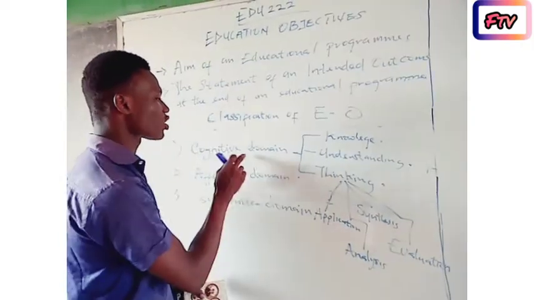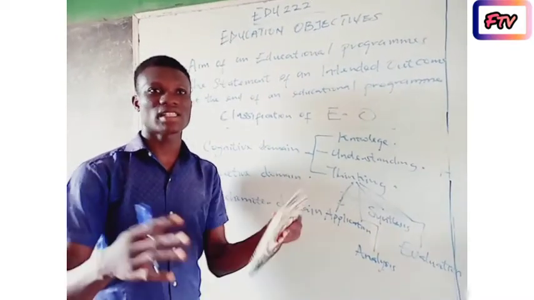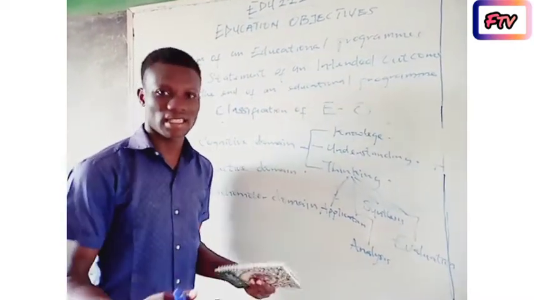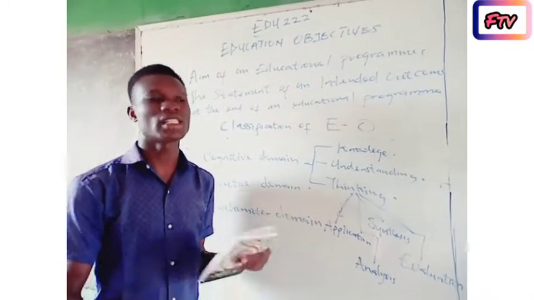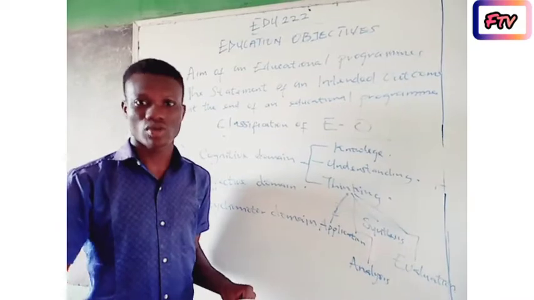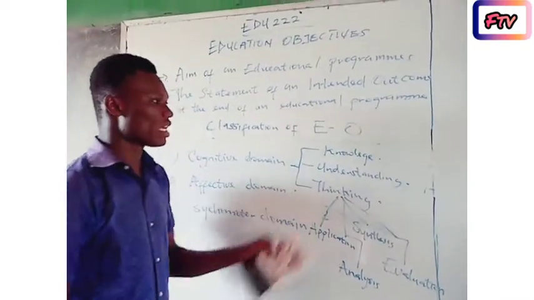That is, under this cognitive domain, that is how you can use your intellectual abilities and skills, how you can critically reason on the kind of information the teacher has passed to the student. These categories have to take place. Now let's take it one by one.